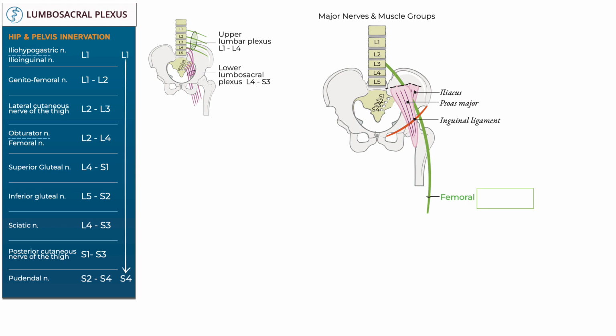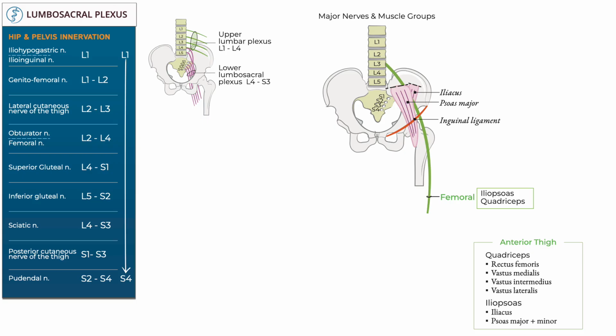The femoral nerve most notably innervates the quadriceps muscles, which provide knee extension, such as walking downstairs, and it also innervates iliac psoas, which provides hip flexion, such as climbing upstairs. The quadriceps muscles are rectus femoris and the vastus muscles, vastus medialis, vastus intermedius, and vastus lateralis. Iliac psoas comprises iliacus and psoas major and psoas minor.